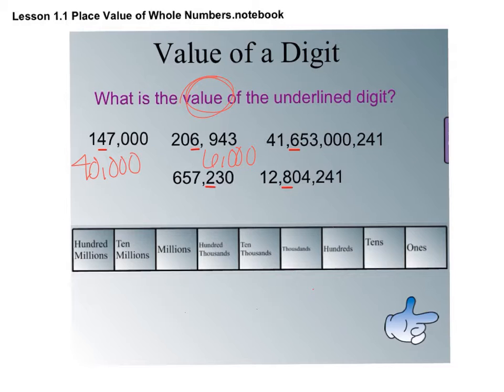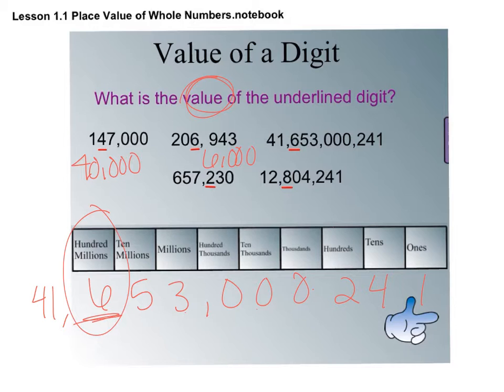Now this one goes a little beyond our chart. This one is 41,653,241. We're being asked, what's the value of the 6? That's 600 million, right? That's 100 million 6 times. If we do that 6 times over, that's 600 million. Okay, how about the next one?